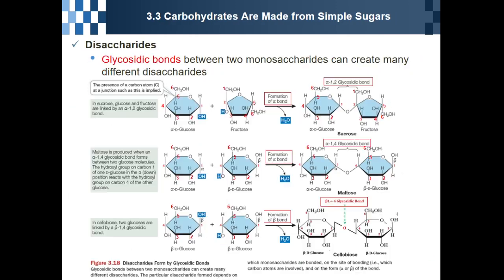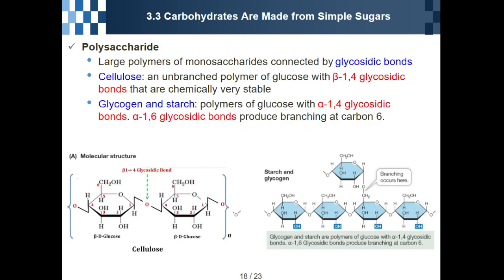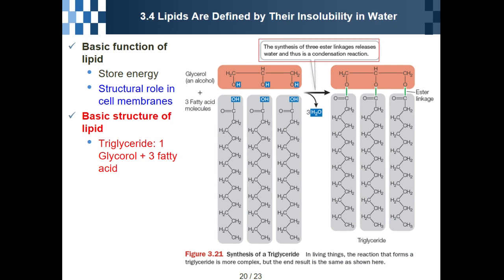The important thing is that whenever they make the disaccharides, the glycosidic bond happens. Okay. You don't have to memorize the structure, but you have to know alpha 1,2 and alpha 1,4 and beta 1,4 glycosidic bond. Okay. So let me go to the final subject, lipid.